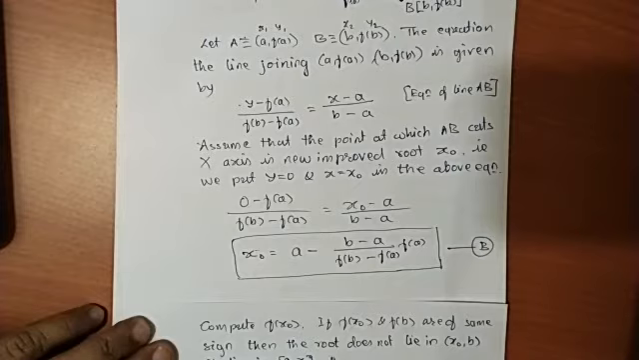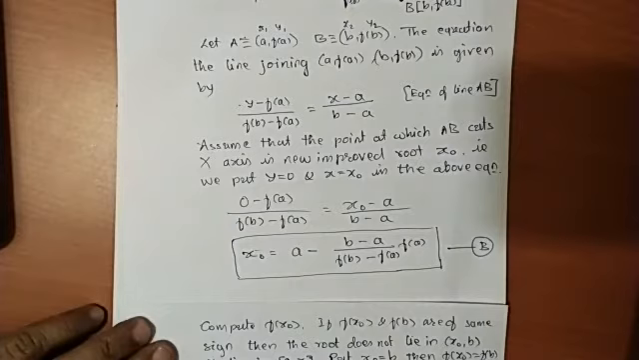What we do is put x0 equal to b, then f(x0) will be equal to f(b). Use equation B again to find the next improved root x1.